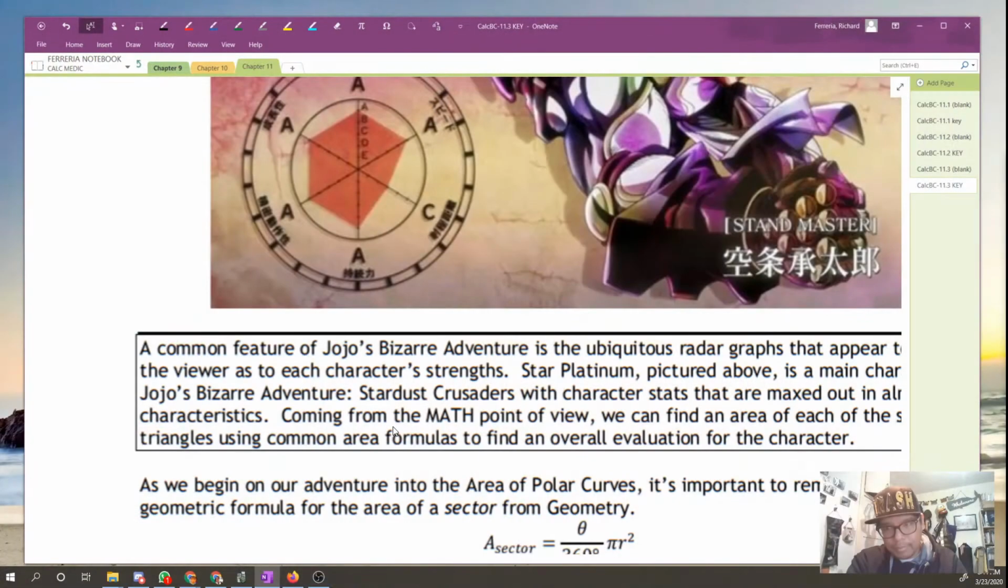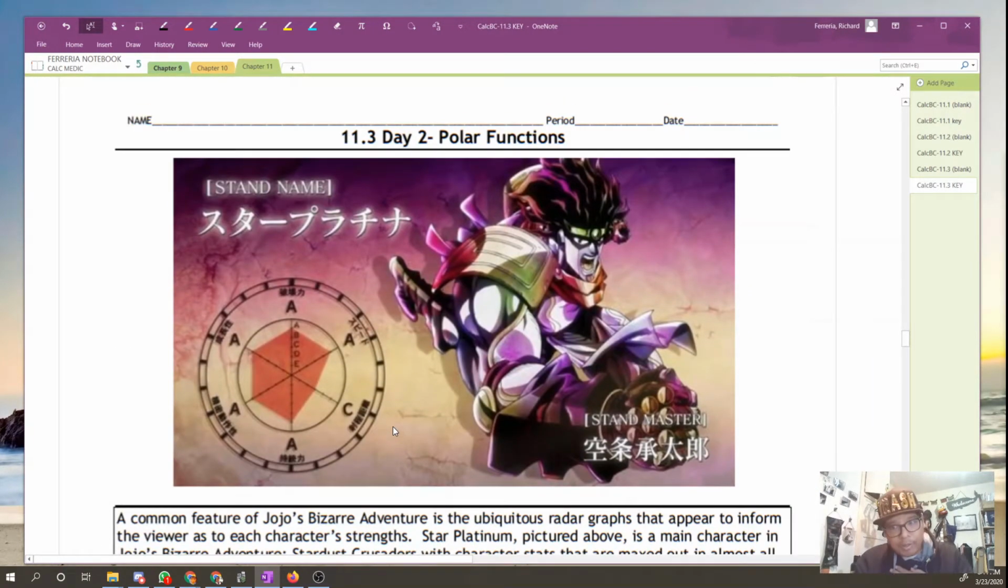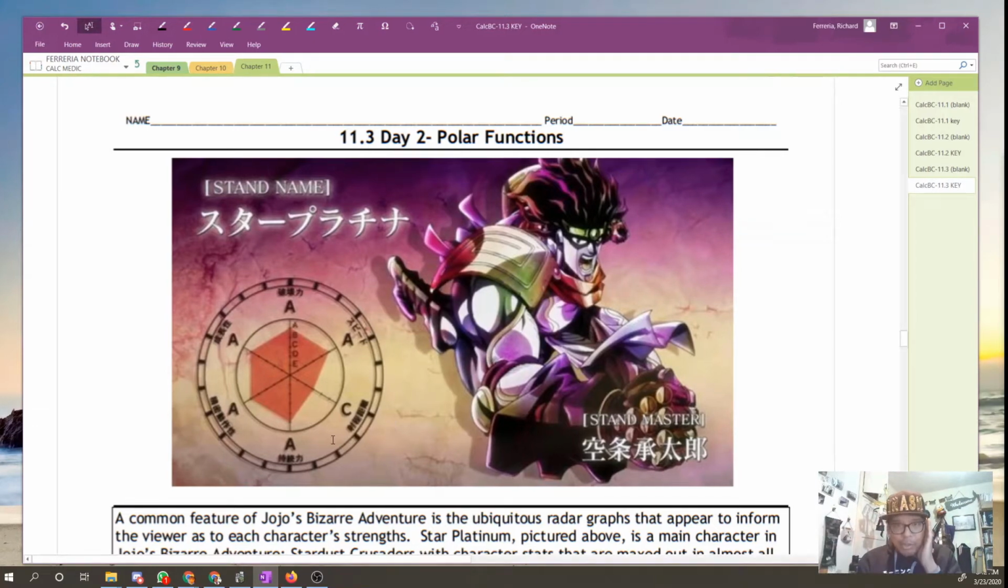So many of you probably know that I really enjoy JoJo's Bizarre Adventure. That's one of my favorites. So here we have one of the characters, this one happens to be called Star Platinum. They have a habit of showing stats for each character in this radar graph. And as you can tell, each of the stats here for Star Platinum is maxed out, except for this one over here where he gets a C grade. I think that's range, but I'm not 100% sure.